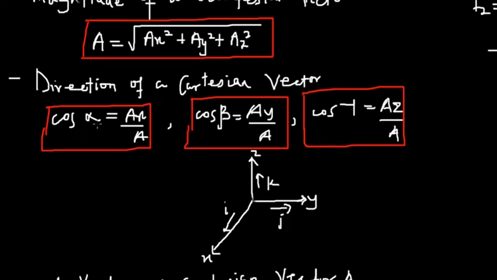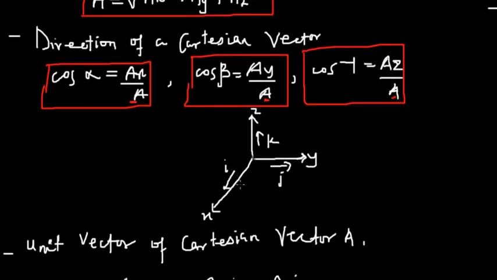Cos alpha equals ax, that's the x component, divided by the magnitude. Note that this is the magnitude, and this is the respective force along the x, y, and z. So this is how we represent the Cartesian vectors for 3 directions.